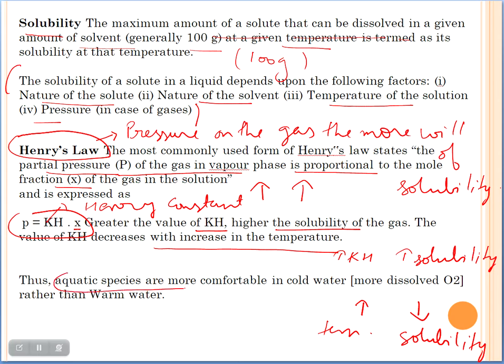Aquatic species are more comfortable in cold water than in warm water. You know, in warm water the temperature is more, so the oxygen level will be less in that. Okay, so the aquatic species need more oxygen to be comfortable in their aquatic life. So they are comfortable in cold water because the temperature is low. Solubility is less in warm water, and more amount of oxygen is there in cold water. Okay, this will be the question.